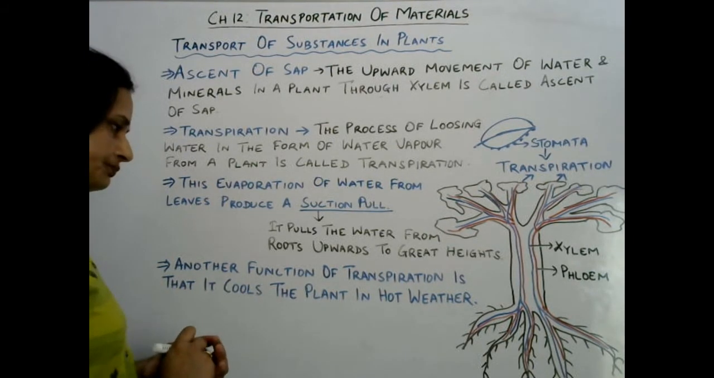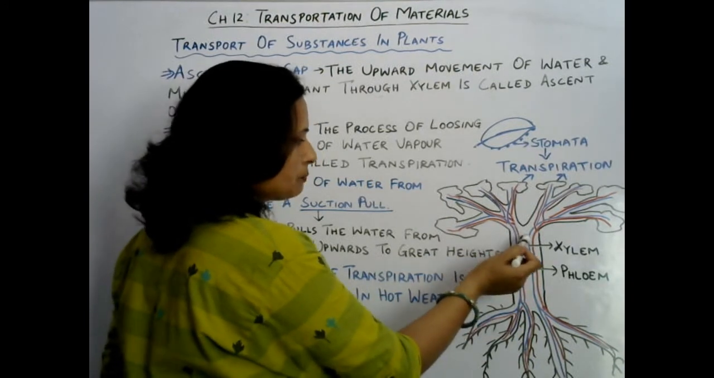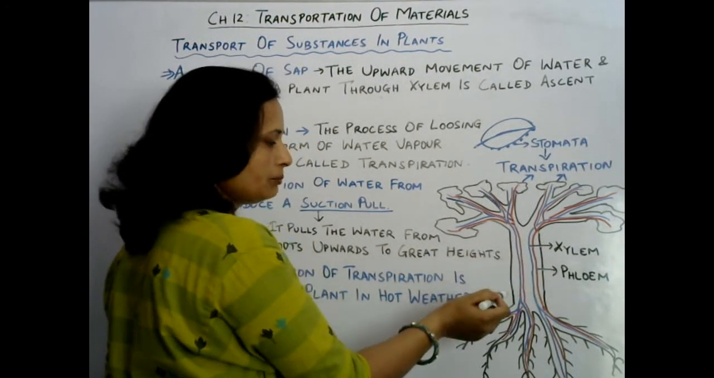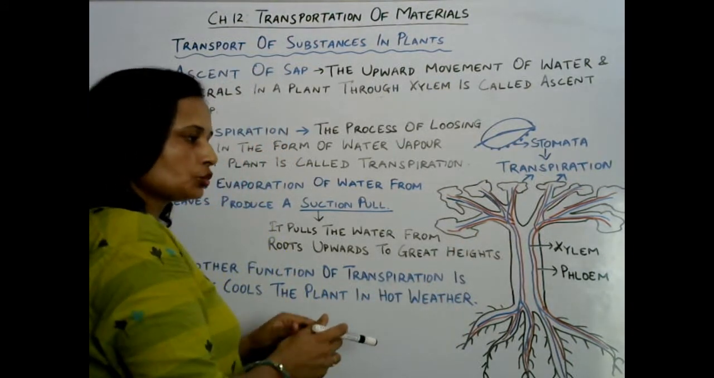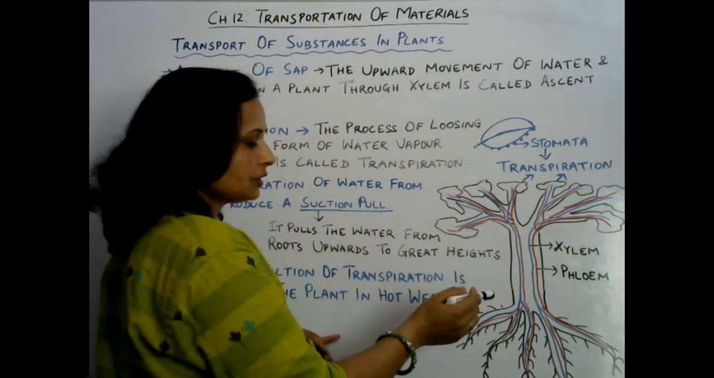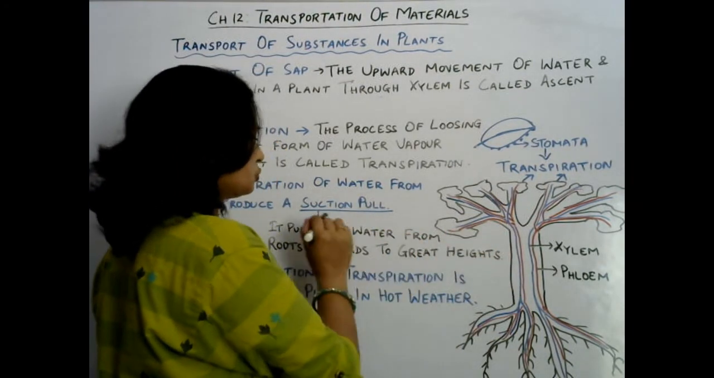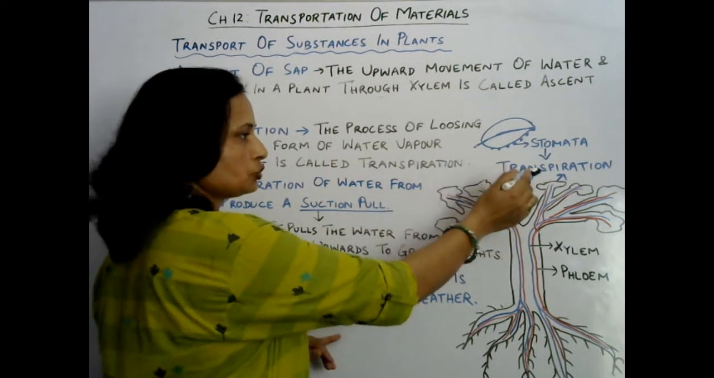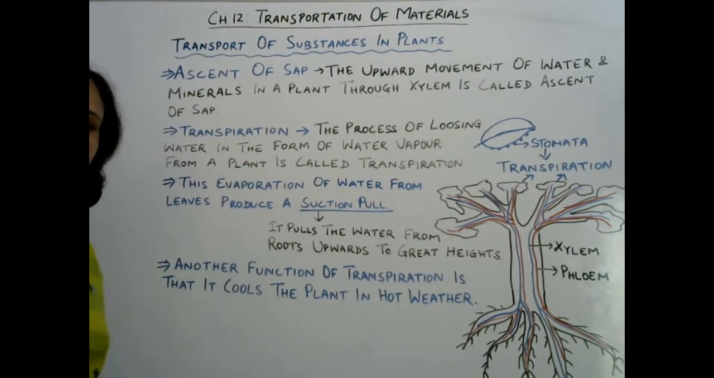Okay, you can see these blue lines are showing xylem tissue, and xylem tissue is a pipe like structure, and through those pipes, tube like structure, water and minerals move towards the upward direction due to suction pull, which is created due to transpiration, and finally each part of a plant can get water.